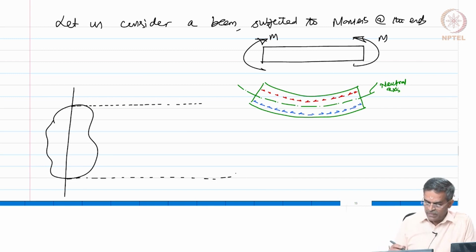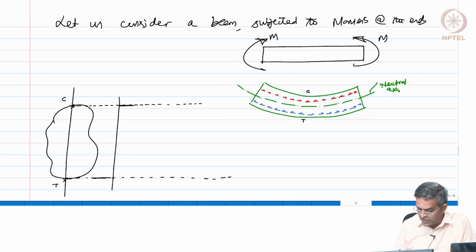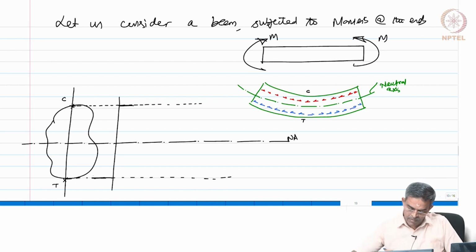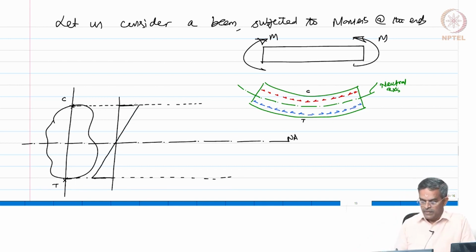So, when the member is fully elastic, we all know that this fiber will be in compression and this fiber will be in tension. You can see from here, this is tension, this is compression. So, when the member is fully elastic, let us also mark the neutral axis. So, by here is the neutral axis. Here the stress is less than sigma y, here also the stress is less than sigma y, and this is tensile and this is compressive. So, this is the purely elastic case.